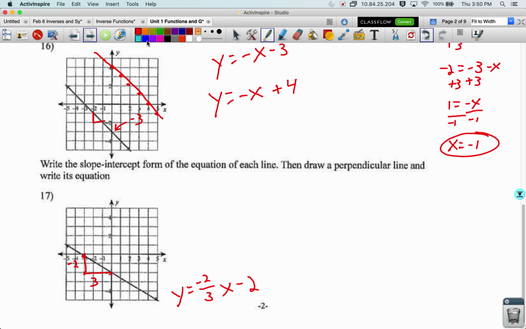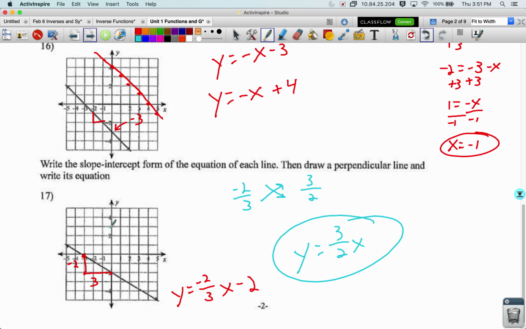For the perpendicular slope, you take that -2 over 3, you flip it upside down, and you make it opposite, so it's just a positive 3 over 2. So y equals 3 over 2x, and then we can do whatever we want for the y-intercept, including 0. I'll just leave it like that. Up 3 over 2, down 3 backwards 2, and these two lines should intersect at a 45-degree angle.